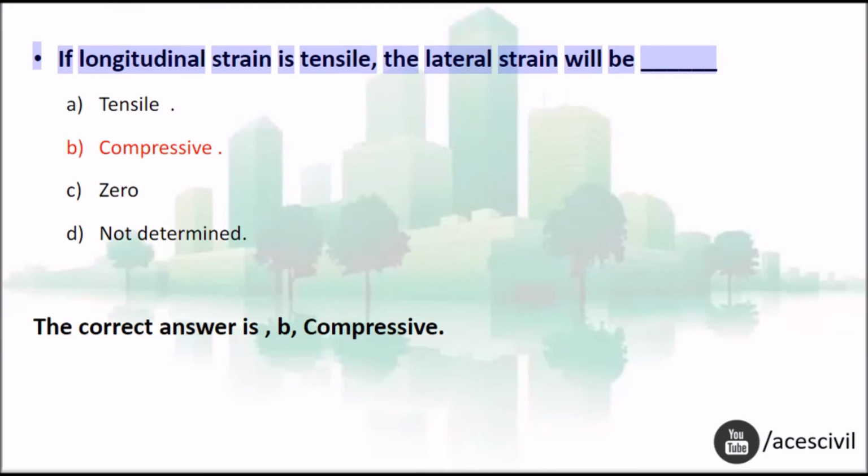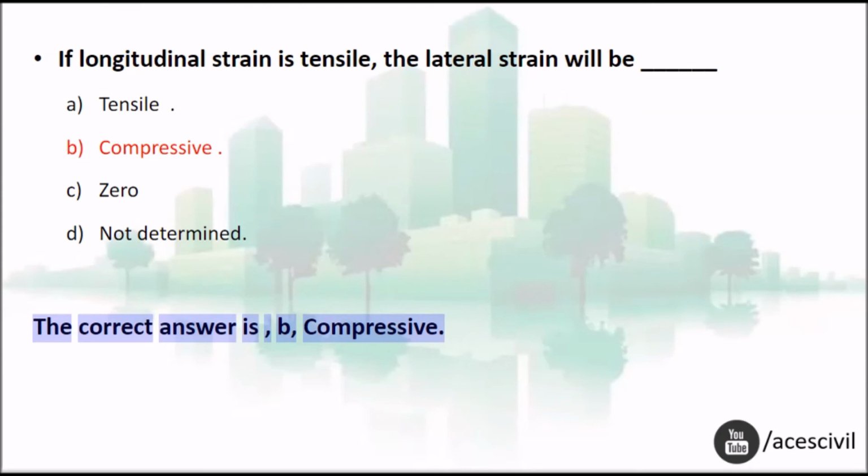If longitudinal strain is tensile, the lateral strain will be A. Tensile, B. Compressive, C. Zero, D. Not determined. The correct answer is B. Compressive.